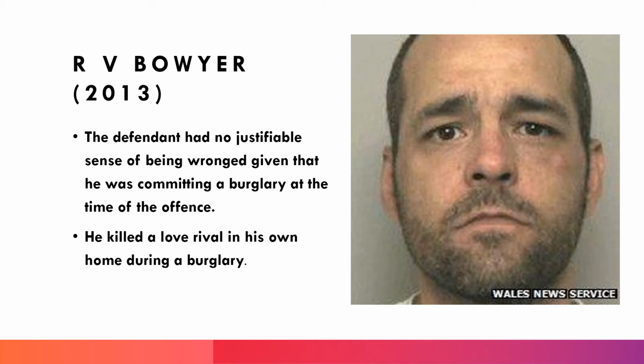In Dawes, in this particular case, the defendant killed a love rival in his own home during a burglary. Now, we don't do burglary on the AQA specification, but if you do burglary, you'll understand that if you enter as a trespasser to steal or to do one of the other ulterior offences such as GBH, as there was in this case, that is burglary. So he was committing burglary, but of course, when he went into the property, he then killed the victim. Now, the defendant had no justifiable sense of being wronged, given that he was the one committing the burglary at the time of the offence.